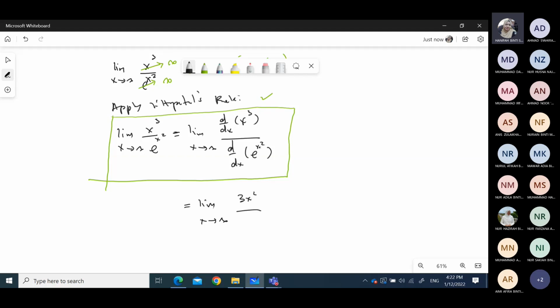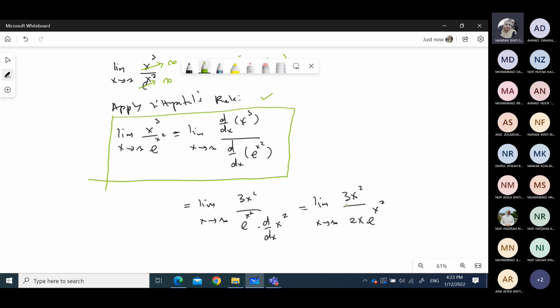We will have exponent x squared multiplied with the derivative with respect to x of x squared. So it is also equivalent to the limit as x approaches infinity of 3x squared over 2x times exponent x squared. This is how we differentiate exponent x squared.